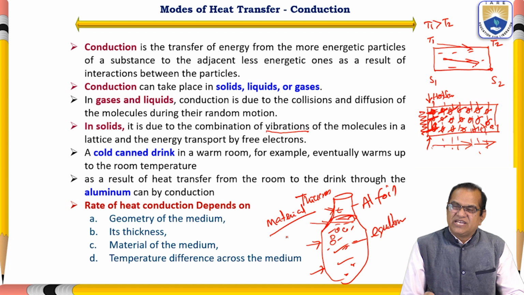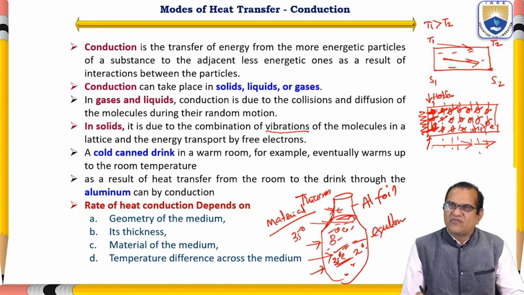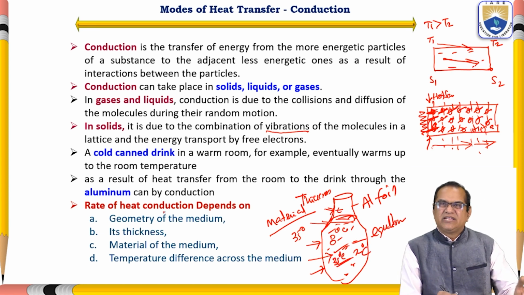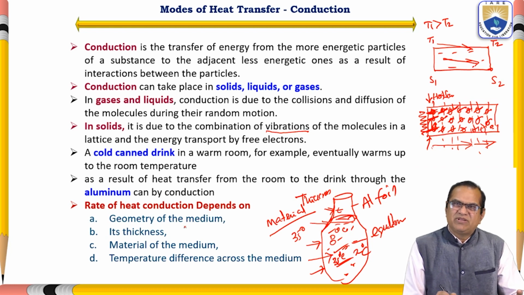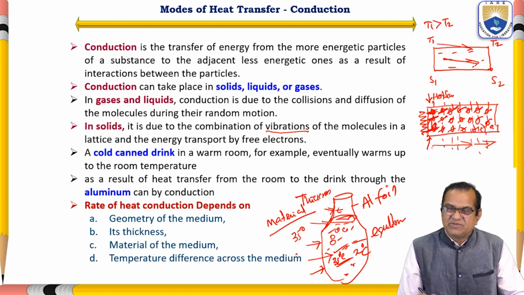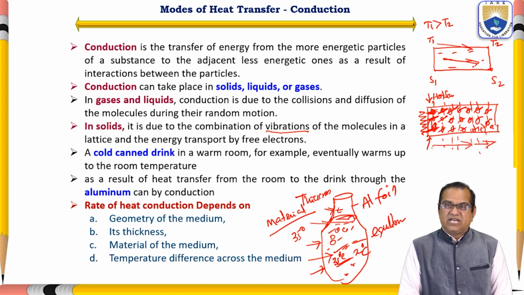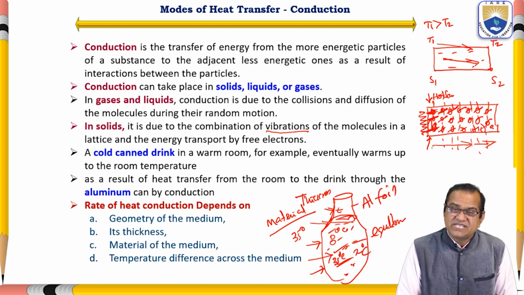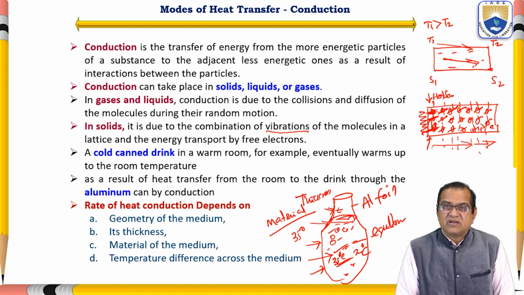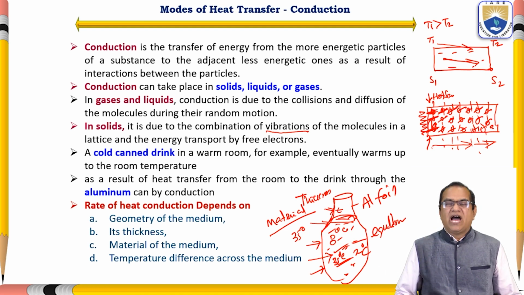And the temperature difference. Outside the room it is 35 degrees and here it is 2 degrees. So heat will go from this side to this side until here you get 35 degrees centigrade. So these are the 4 parameters: the geometry of the medium, its thickness, the material of the medium, and the temperature difference across the medium. These 4 parameters affect the heat conduction, and by virtue of these qualities, the heat transfer may be high or low.